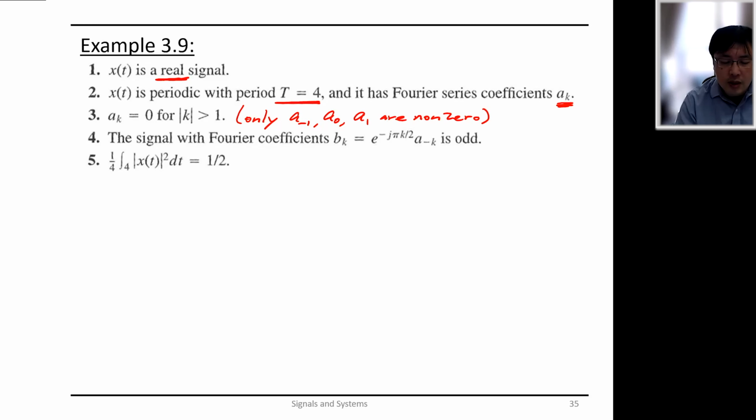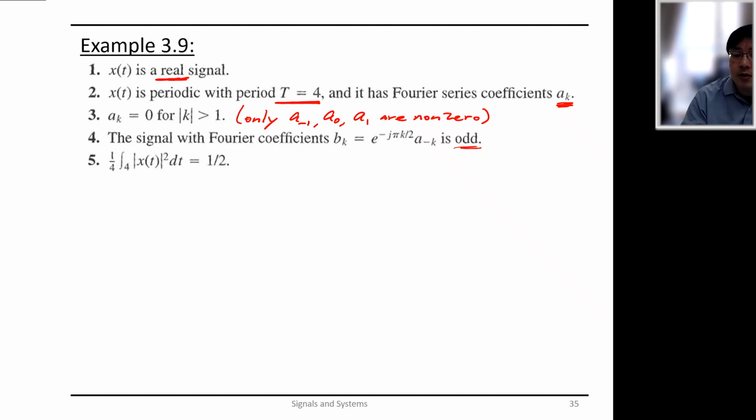Now, we know also by the fourth property that the signal with Fourier series coefficient bk, which is equal to this relation with ak, is an odd signal. And the last property tells us that the average of the signal power over one period is one half.